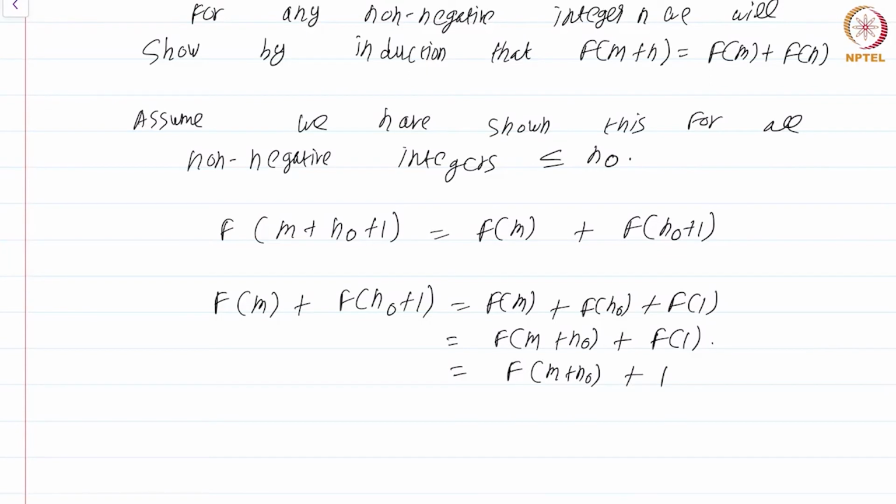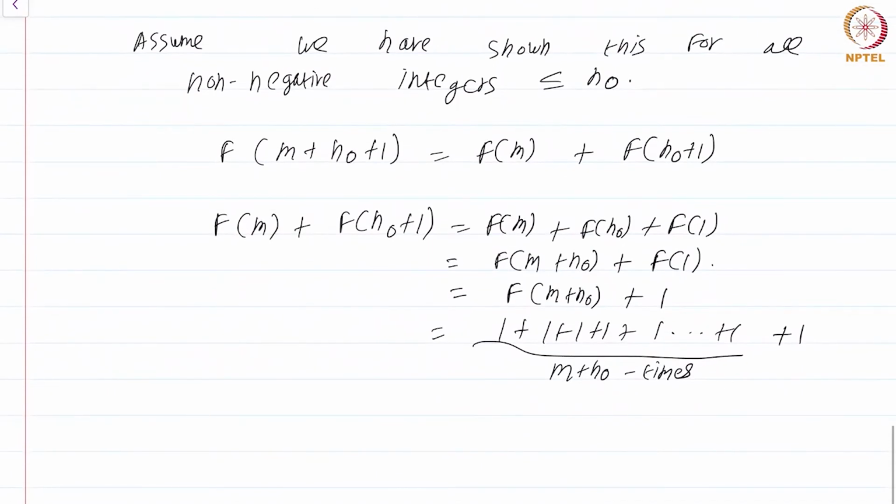Okay. This is just f of m plus n naught plus 1. But what is f of m plus 1 naught? This is just 1 plus 1 plus 1 plus 1 plus 1 dot dot dot, m plus n naught times, plus an additional 1, which is obviously equal to the left hand side.